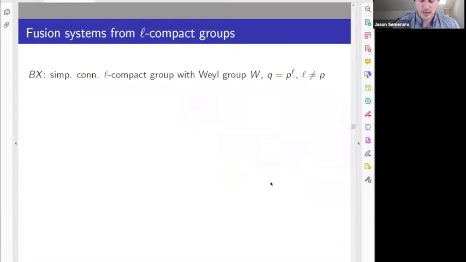Right, so as I say, we want the local structure. So how do we do that? Well, we need to obtain fusion systems from these l-compact groups. So let's start with a simply connected l-compact group with a Weyl group W. Take a prime power q and take l different to p, the characteristic of q.